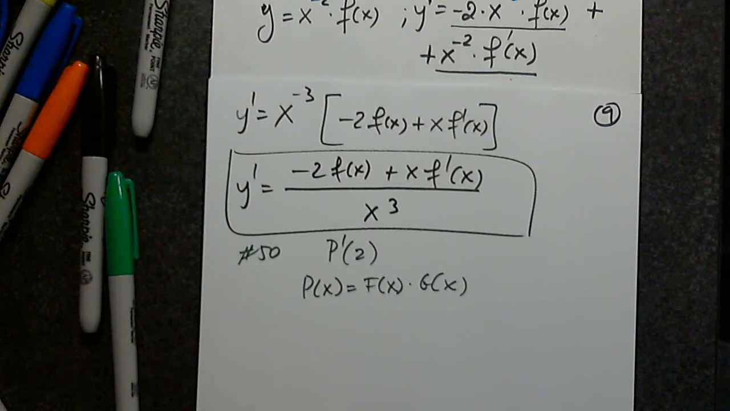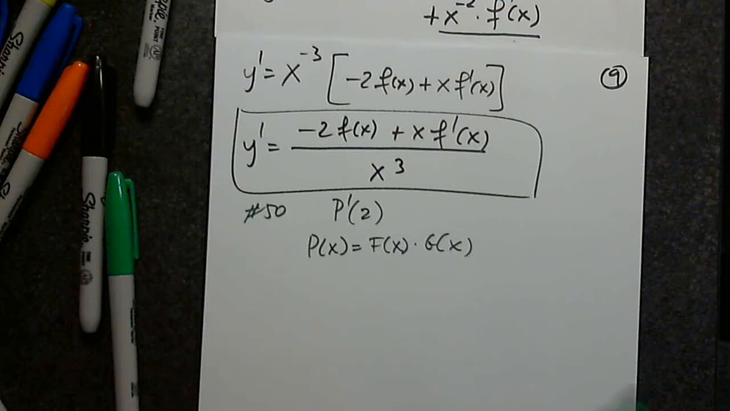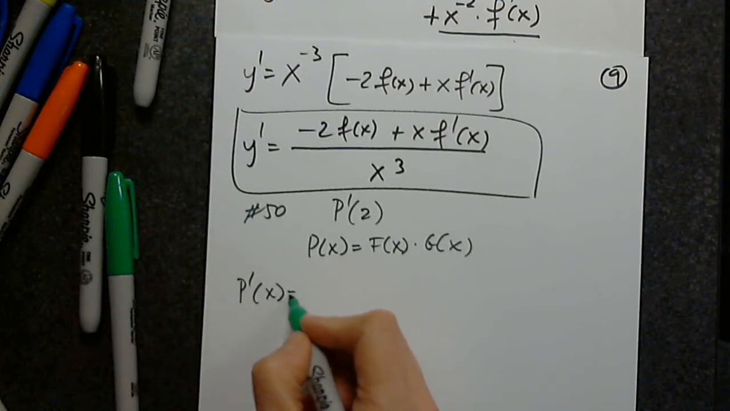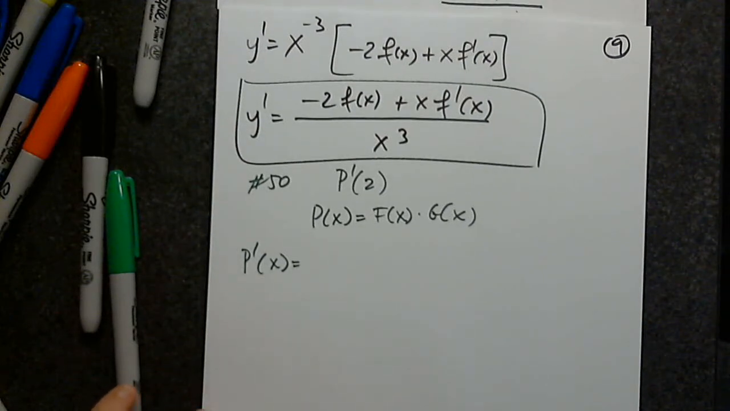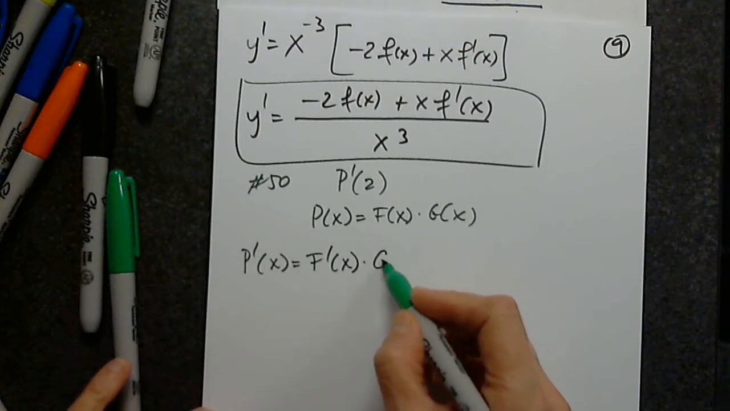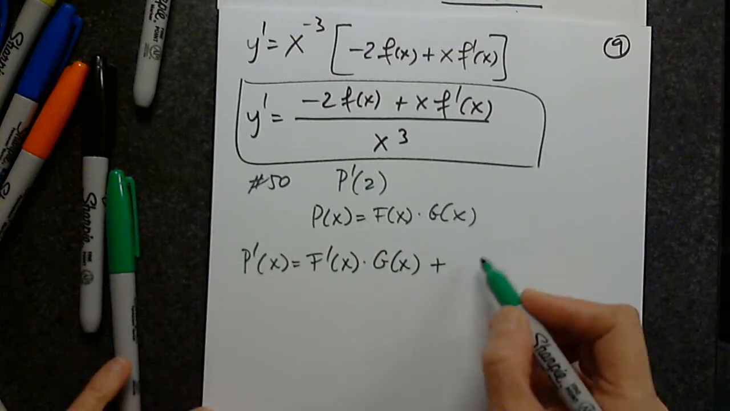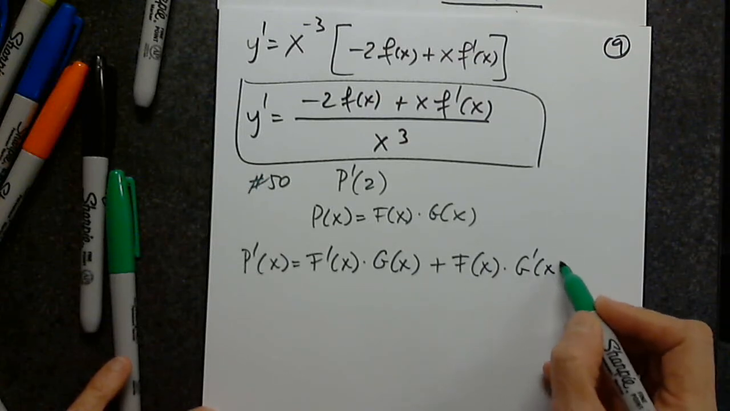What do I have to do first? Find P prime. Of course, if I don't find P prime of x, I cannot find P prime of 2. If I don't have the function, how do I plug in something I don't have? Good. So then P prime of x will be f prime of x, very good, times g of x, very good, plus f of x times g prime of x.